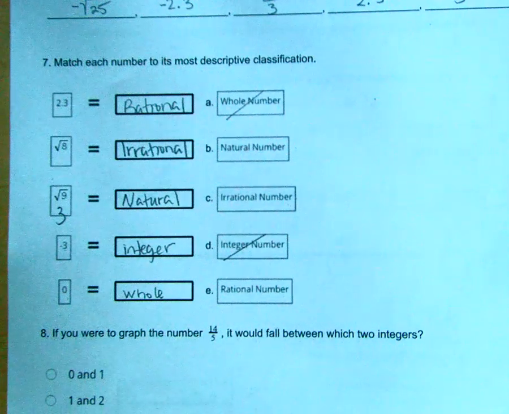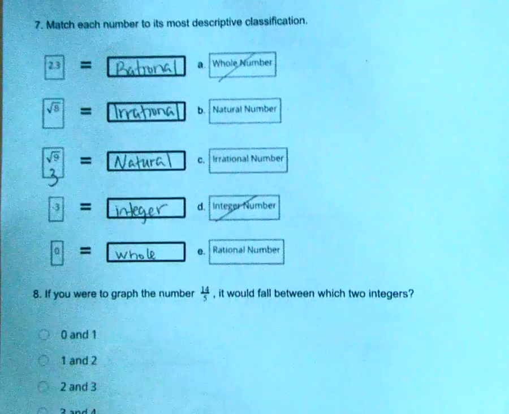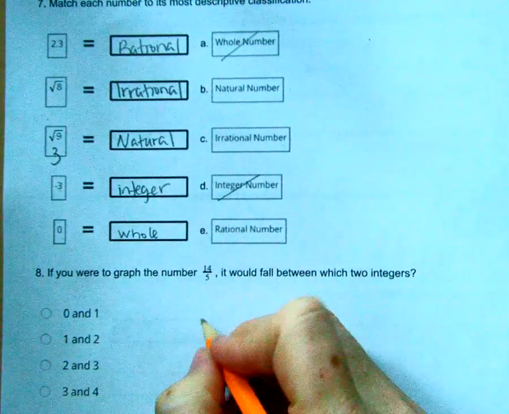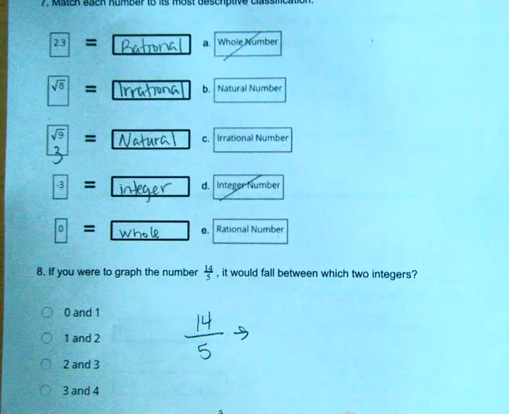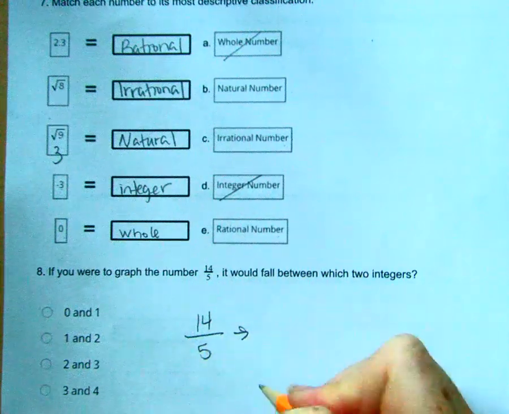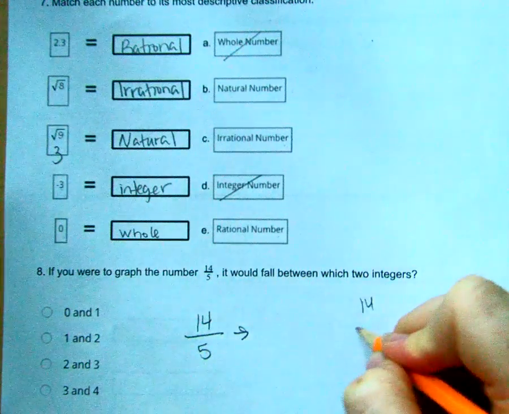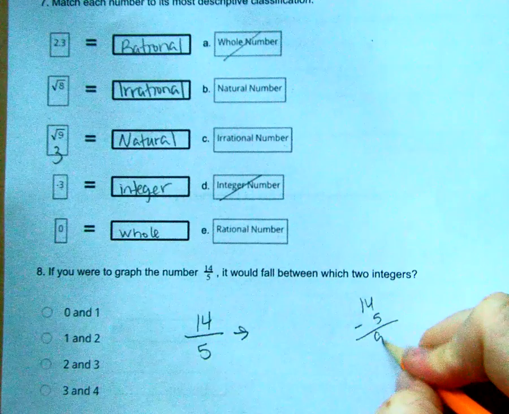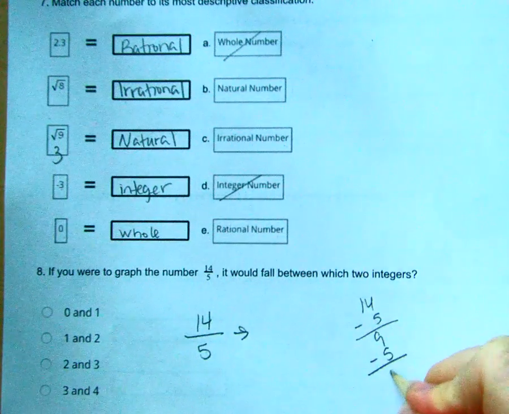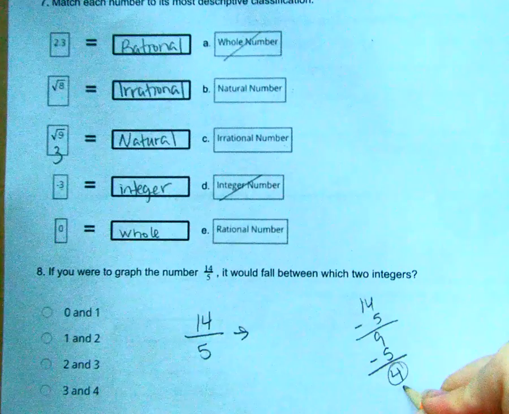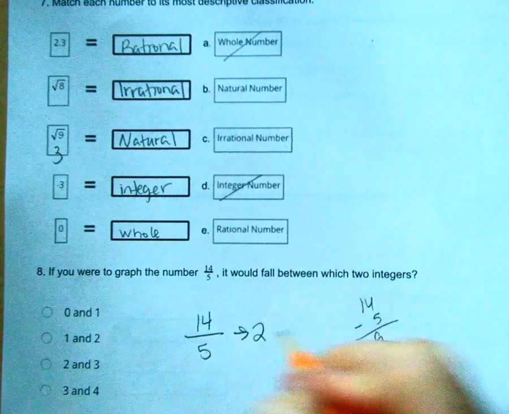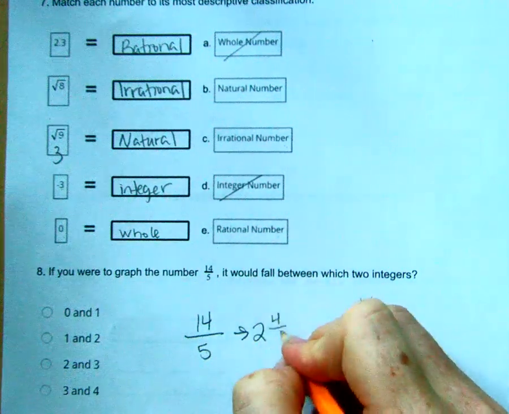And one more, it says if you were to graph the number 14/5, it would fall between which two integers? And I was excited to see how many people got this right. So the easiest way to do this is take 14/5 and write it as a mixed number. Well, 5 goes into 14. We can do a little bit of arithmetic here. I take it away once, I get 9. I take it away again, I get 4. So here's my remainder because I can't subtract 5 again. I subtracted 5 twice and I had 4 left over.